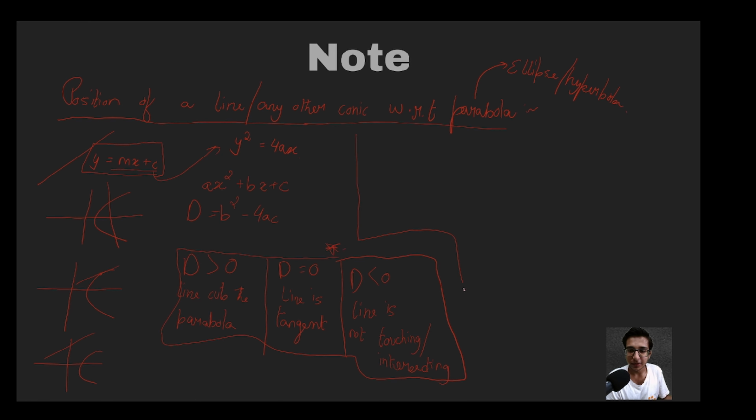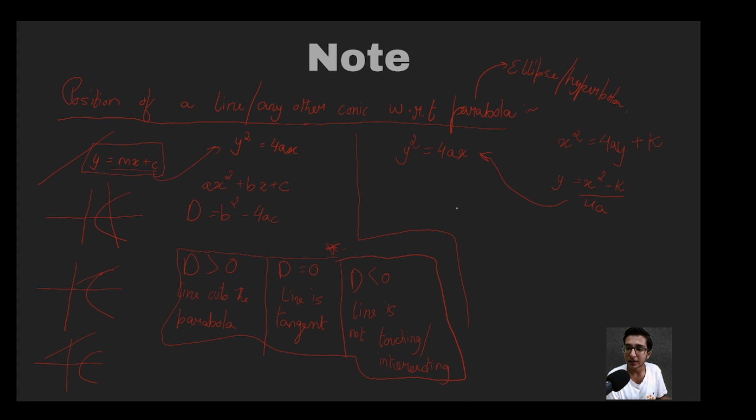Now let's say that instead of a line, you were given another conic. Let's say a parabola is given. y² = 4ax is our standard parabola, and let's say another parabola is given, which is x² = 4a(y + k). Since y is the single degree term here, you take out the value of y, which would be (x² - k)/4a. Then you substitute this value in this equation.